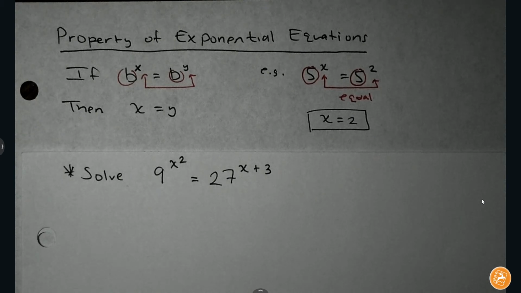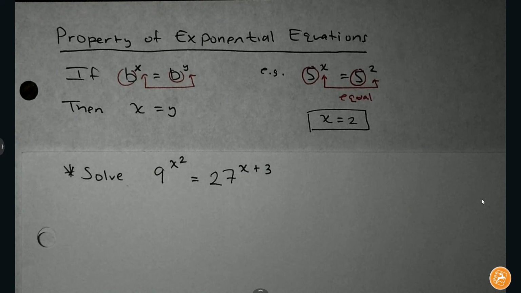Hi, today we're going to continue our exponential equation unit. So we are asked to solve 9 raised to the x squared equals 27 raised to the x plus 3. The first thing that I want to ask myself when it comes to solving equations is to identify the type of equation. Again, is it linear, quadratic, etc.? In this case, I'm going to look at the position or placement of where the variable is. And in this case, it's in the exponent area. So this is an example of an exponential equation.